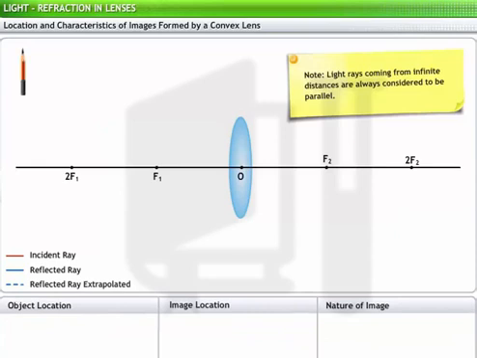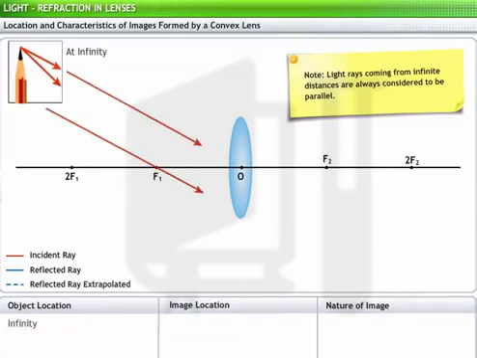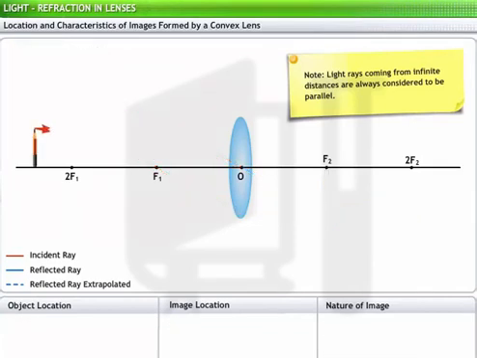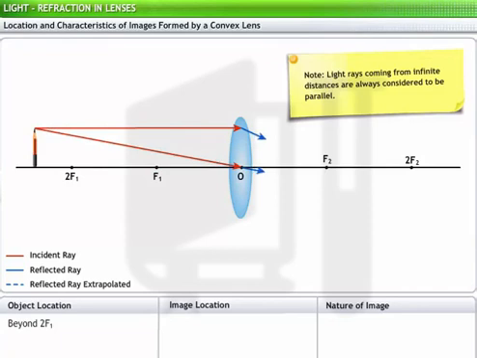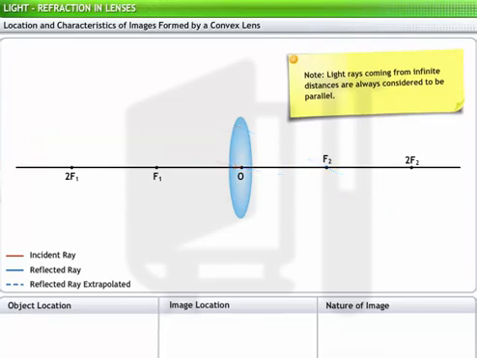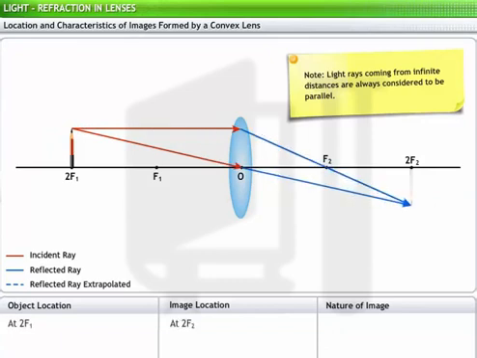For each position of the object, consider two light rays emanating from a point on the object. When an object is placed at infinity, the image is formed at f2 and is real, inverted and highly diminished. When the object is placed beyond 2f1, the image is formed between f2 and 2f2 and is real, inverted and diminished. When the object is placed at 2f1, the image is formed at 2f2 and is real, inverted and of the same size as the object.